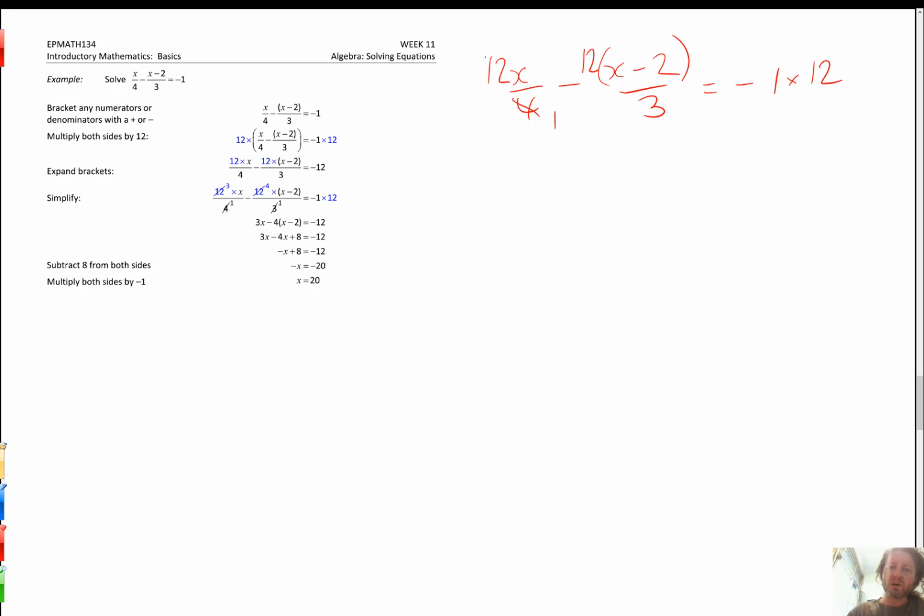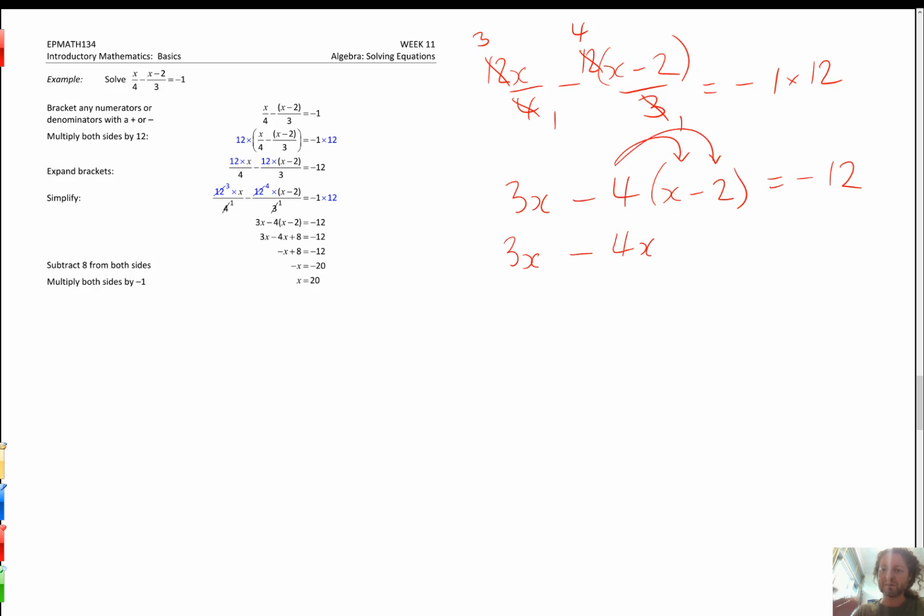12 on a 4, well there's 1 4 there and 3 4s there. 12 on a 3, well that's 1 3 there and 4 3s there. And so I get 3x minus a 4 out the front of the x minus 2 equals minus 1 by 12, which is minus 12. Let's expand the brackets, and the trap I was talking about was just this thing, which hopefully isn't that bad. A minus 4 times an x is minus 4x. Then a minus 4 times a minus 2, it's got to go plus 8.